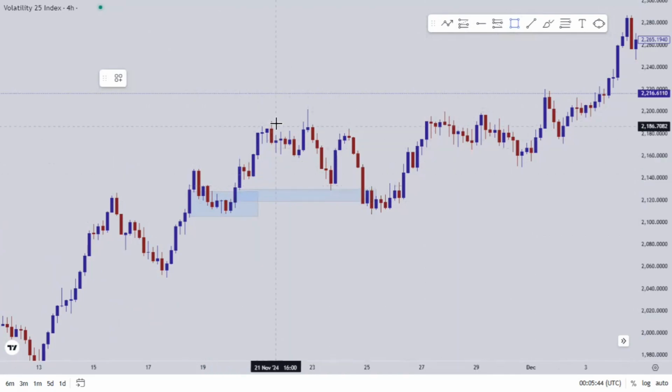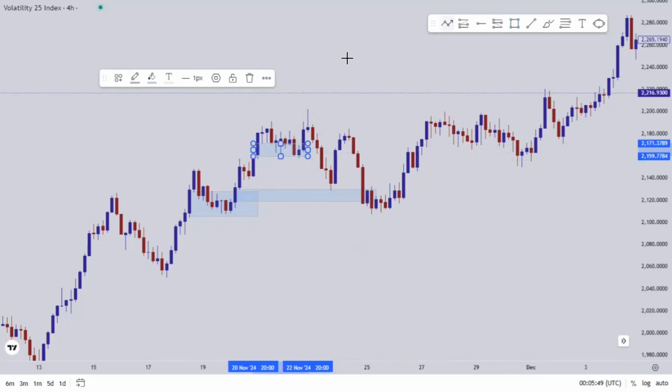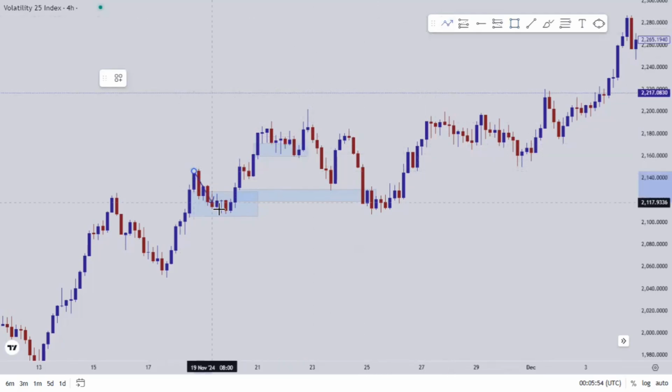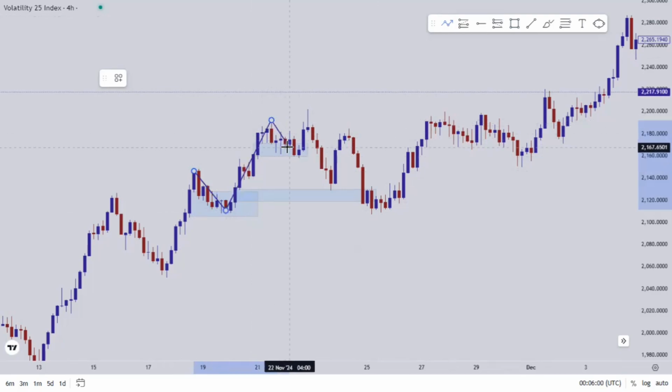Now check the whole of this leg. We have another imbalance here. Price returns back, boom, it is everywhere. So once you have a nicely trending market, you can as well use imbalances as an area of confluence to look for a trade setup on the lower time frame. Okay, so this is how to identify imbalances in the market.